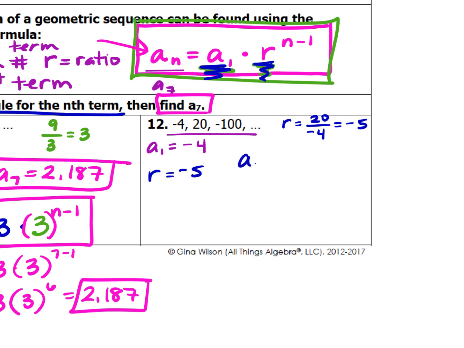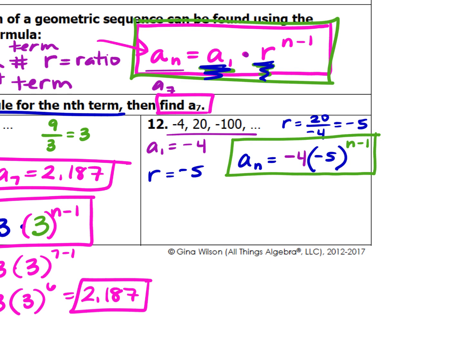So your rule is going to be a sub n equals a sub 1. A sub 1 is just a placeholder for the first term. So don't put the little 1 in once you've put the other number in, okay? Our first term is -4. So you go -4, and then we're multiplying by r. And again, I would just use parentheses. So -4 times (-5) to the n minus 1 power. Okay, when they ask you for the rule, this is the rule. So the rule for the nth term is this.